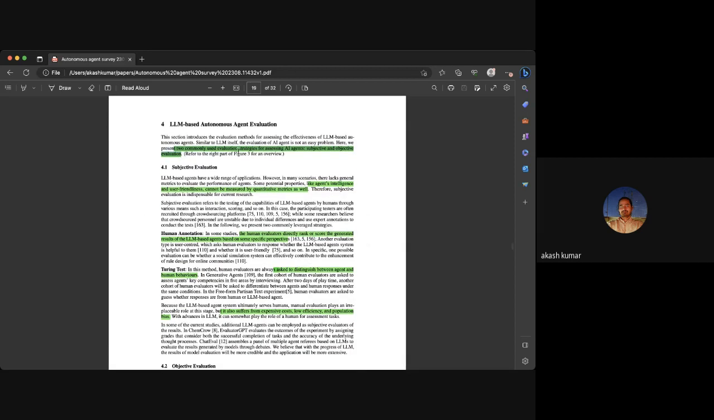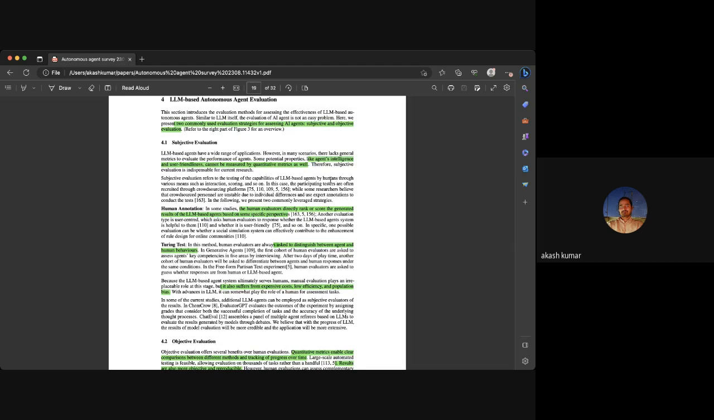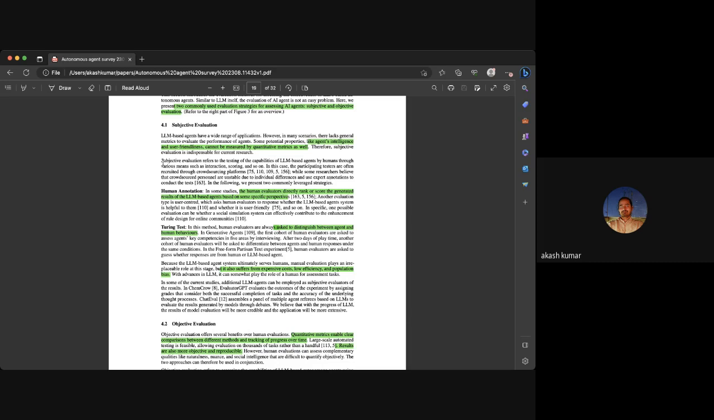Talking about subjective evaluation, through subjective evaluation, the agent's intelligence and user friendliness cannot be measured by a quantitative metric. So to test out these things, the evaluation has to be subjective. Now, how can you do subjective evaluation? You can do them either through human annotation or via a Turing test.